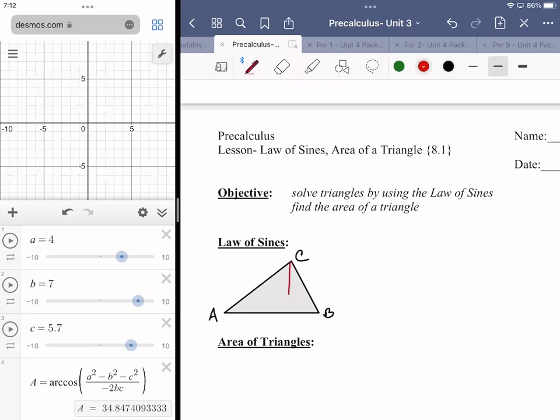Same idea as before. We drop an altitude. H for altitude. Again, SOHCAHTOA is a thing. Sine is opposite over hypotenuse, cosine is adjacent over hypotenuse, and tangent is opposite over adjacent. But this time we're going to focus on the sine ratio.